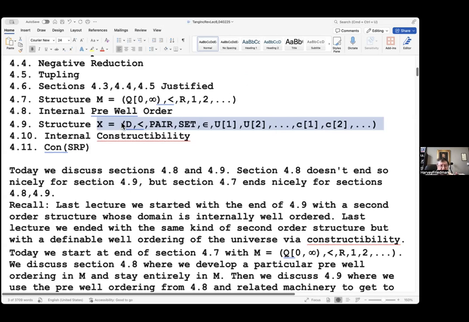And remember, D is the set of equivalence classes of an internally well-ordered relation. That's what this is all about. This 4.8 is to prepare us for D less than. That's important. And then, of course, this stuff we did in previous weeks.